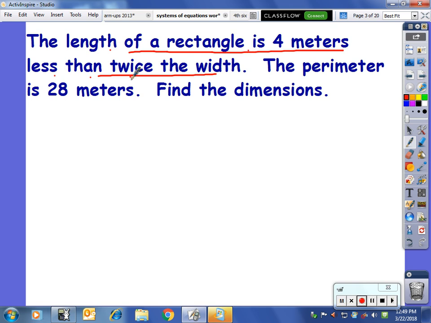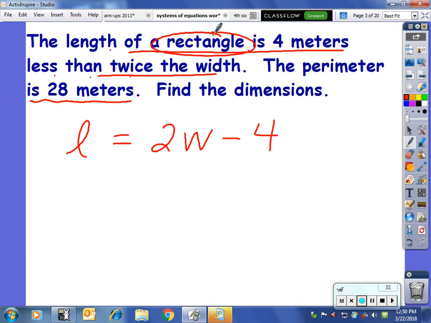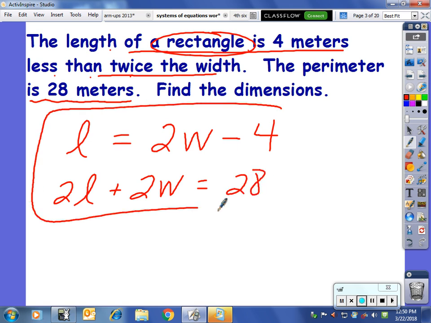Who can make an equation out of that? L is 2W minus 4. That's one of the equations right there. The second equation is just from this little fact that the perimeter is 28 meters. How do you find the perimeter of a rectangle? You add all the sides, but there's a little shortcut because the sides come in pairs, right? 2L plus 2W equals 28. This is the system that would solve that problem.